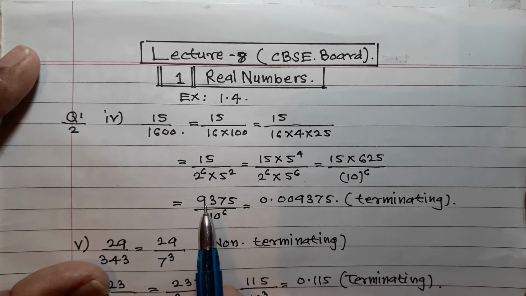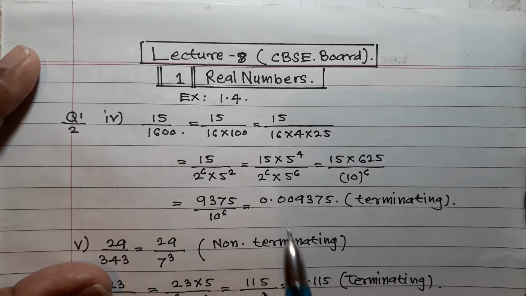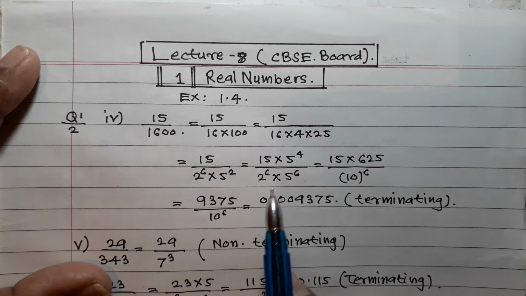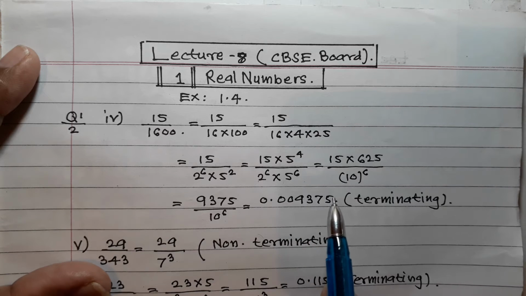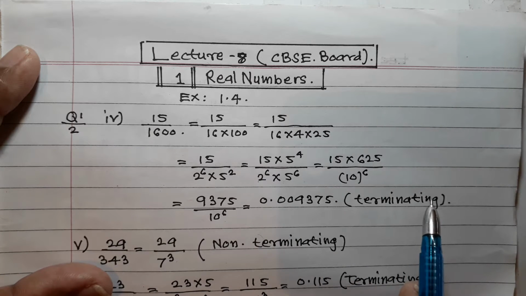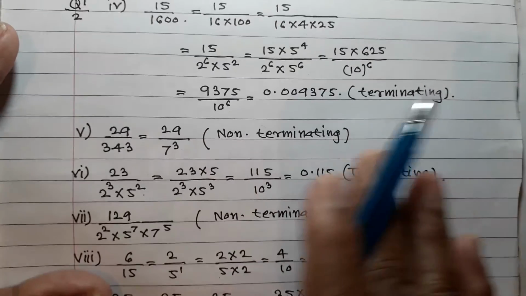Is equal to 9375 upon 10 raised to 6, and is equal to 0.009375, which is terminating. Okay. Then next question.